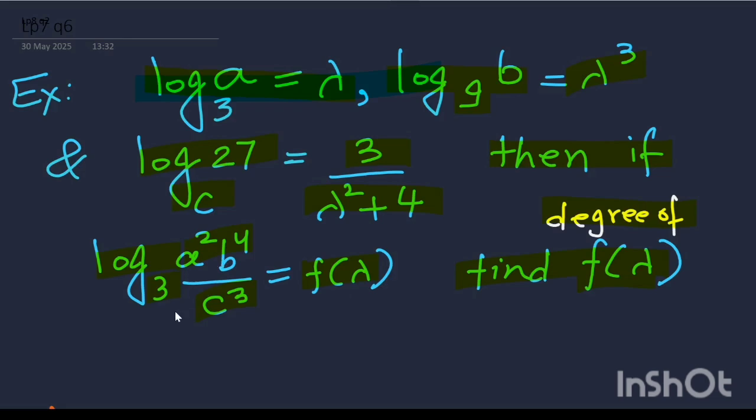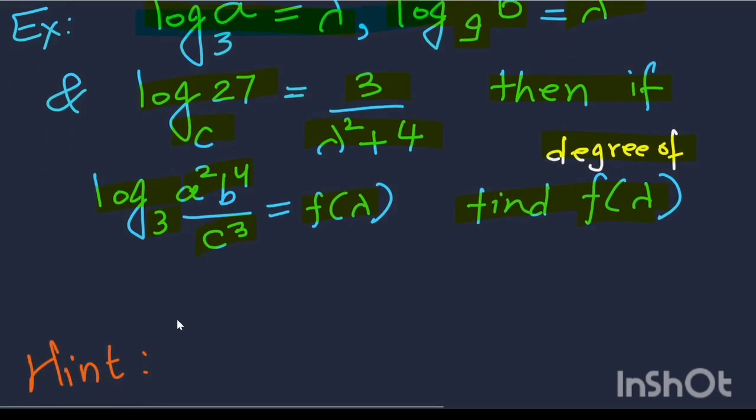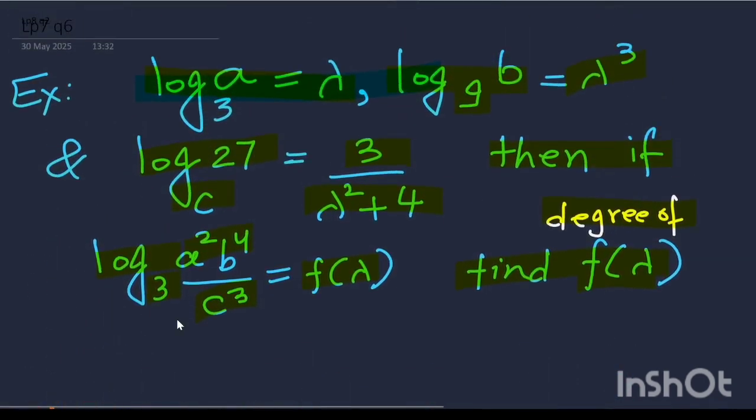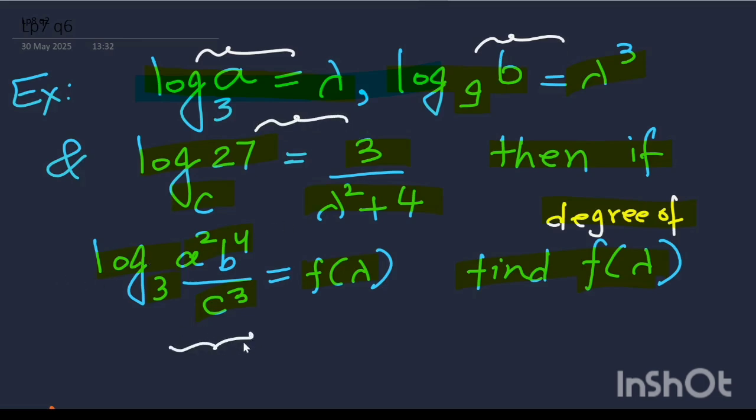So how can we attempt this, guys? How do we proceed? What should be the hint of this question, guys? As you can see here, log a, log b, log c are given. From log a we can calculate a, from here we can calculate b, from here we can calculate c, and we will substitute it here and solve.